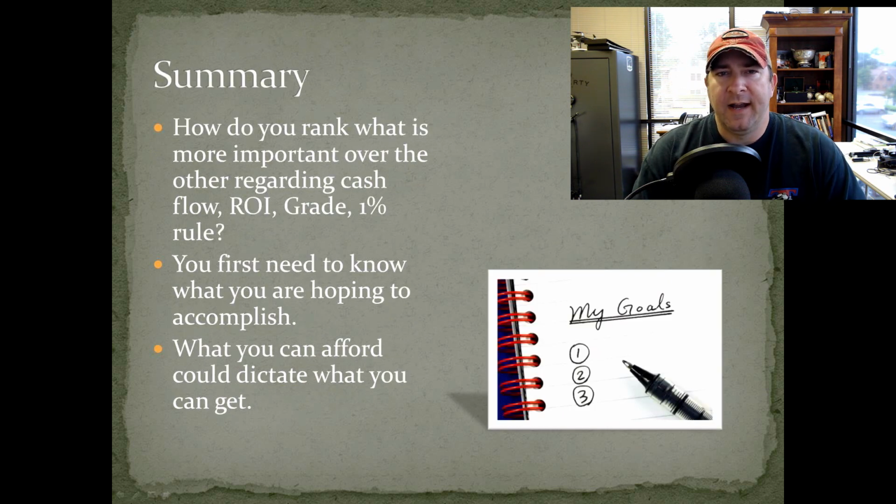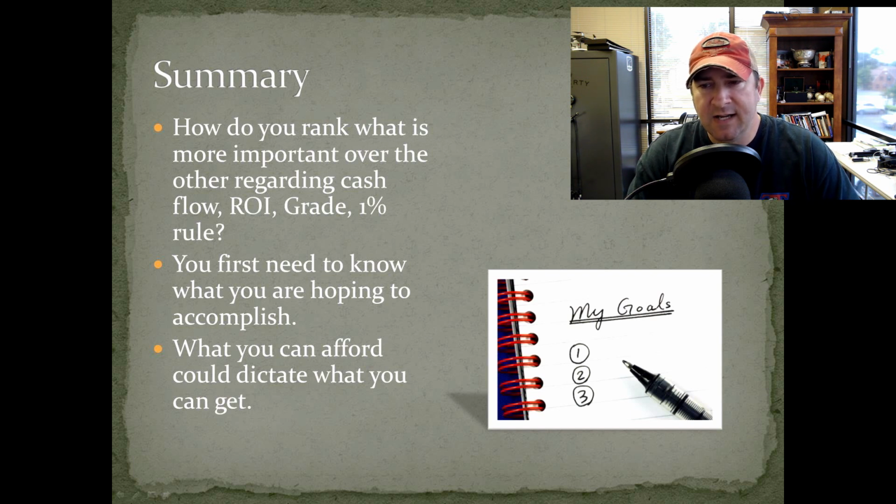All right, so we're going to wrap this up. How does somebody decide what's more important over others in regards to the things we've talked about today? Cash flow, return on investment, taking into effect the grading scale, and the 1% rule. I think when you look at this, you have to determine what you are hoping to accomplish.